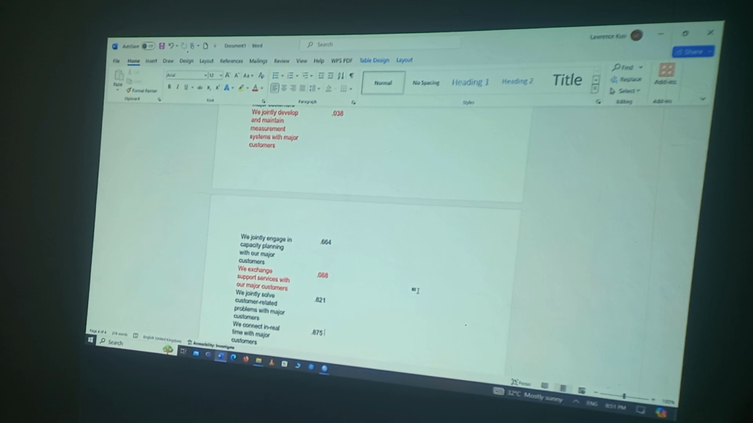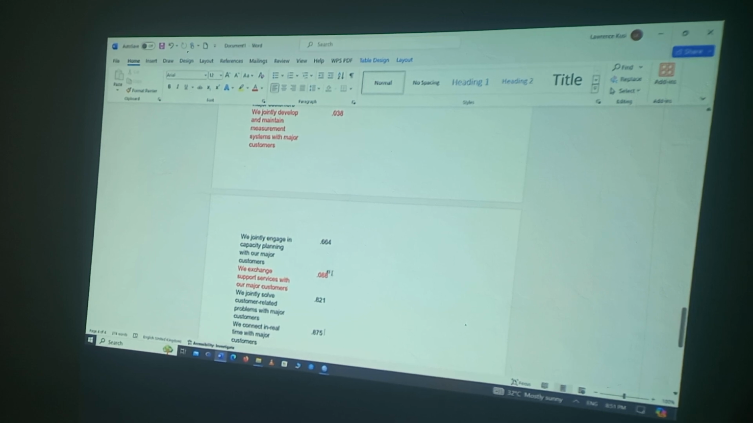Don't worry, I'll teach you reverse coding, it's a very simple thing. So if you negate any of the items, make sure that you reverse code it. But I'll teach you all those things.